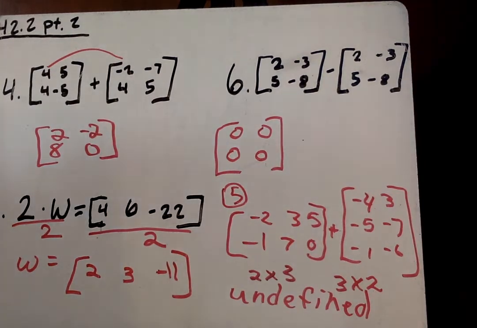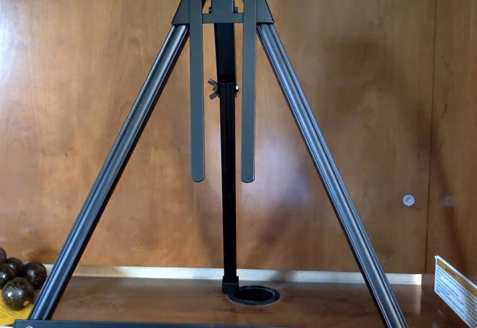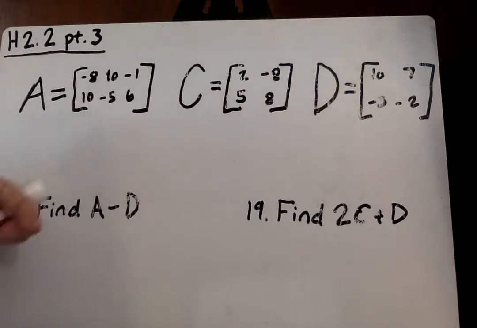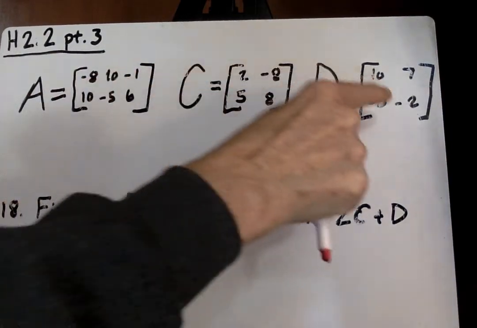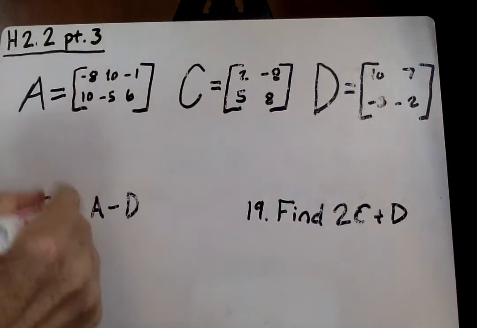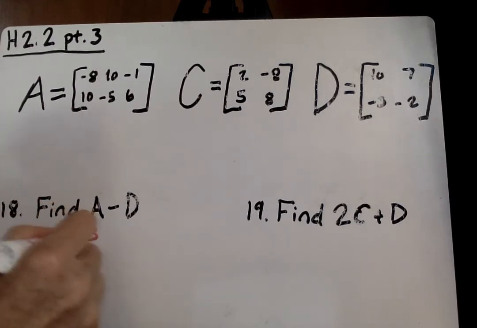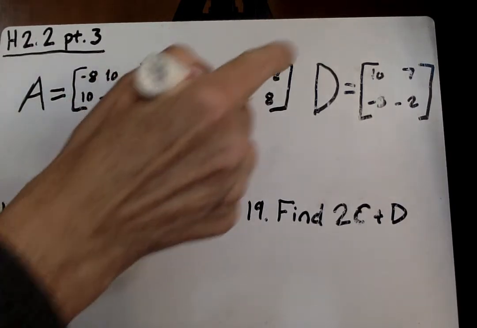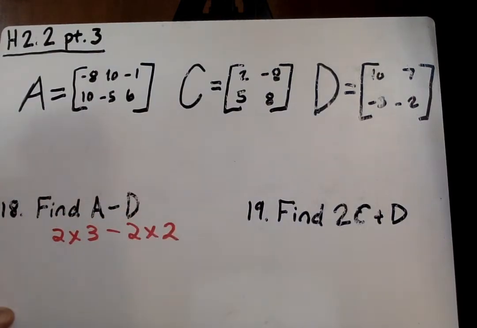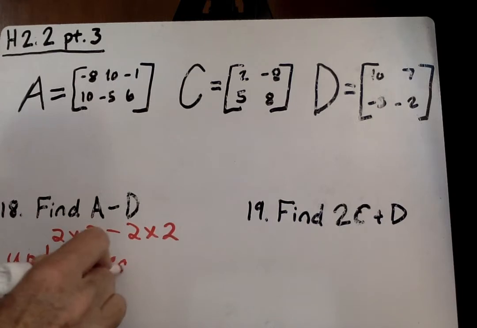Now let's go on to part 3. Find A minus D. This is number 18. So A minus D. Okay, can we subtract these? This is a 2 by 3, again row by column, minus a 2 by 2. Can we subtract those two? No, because they don't match. So we can just write undefined. And we're done with that.